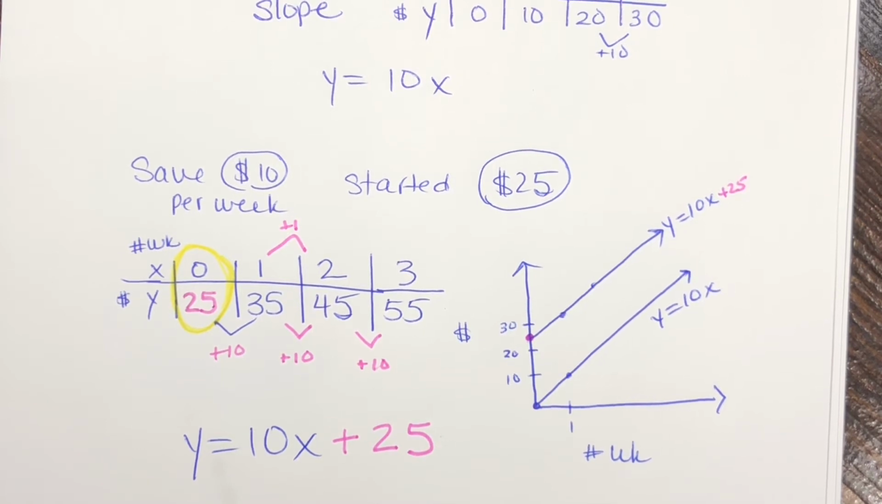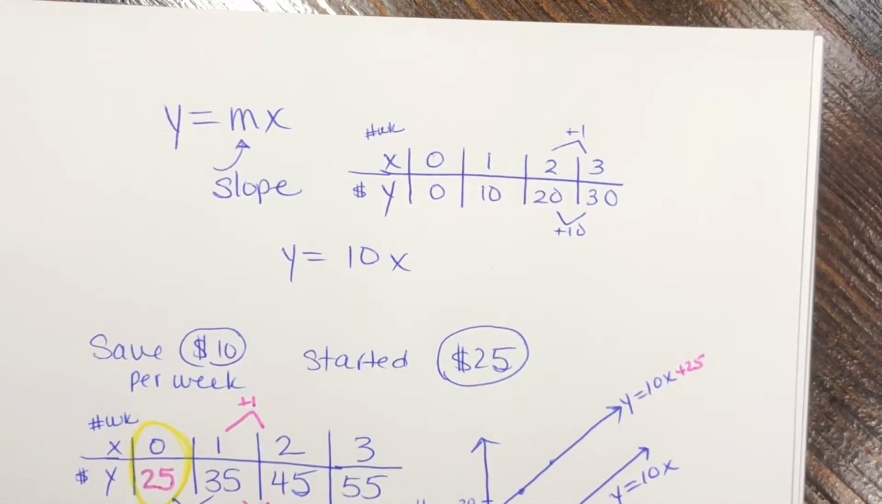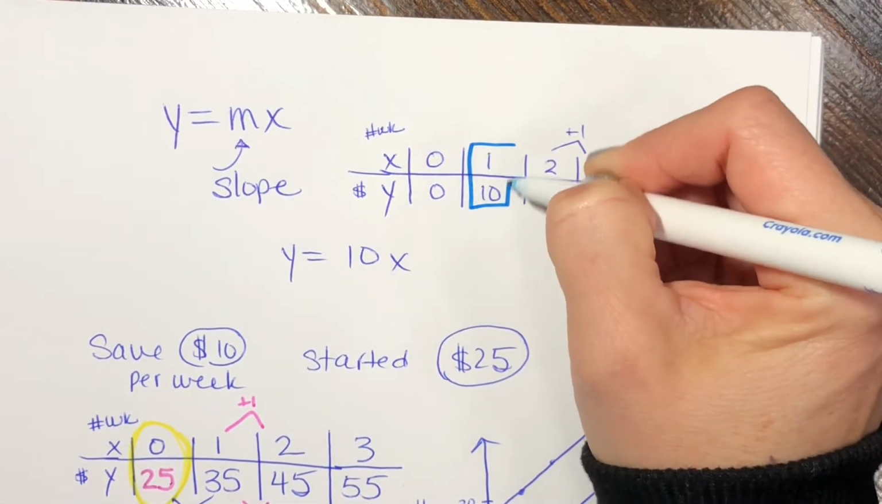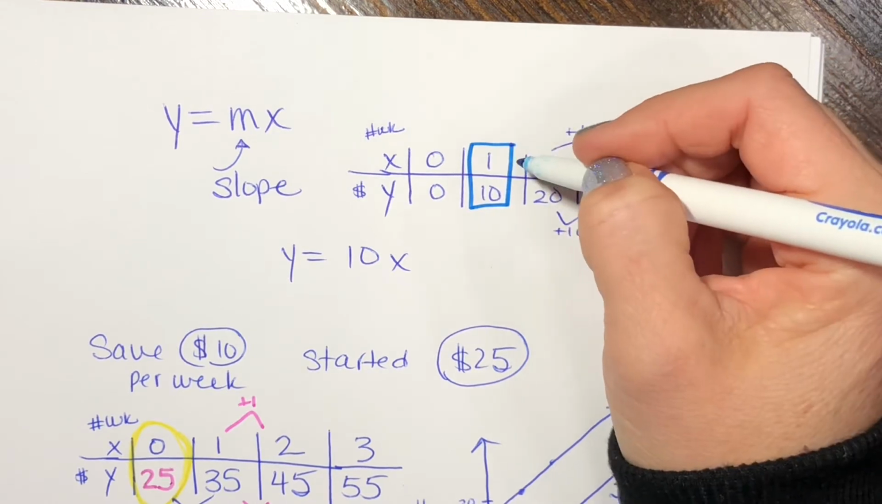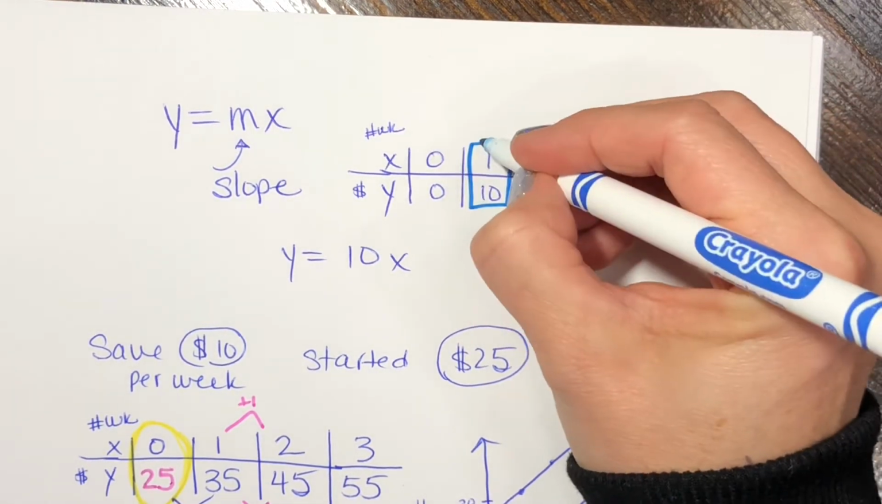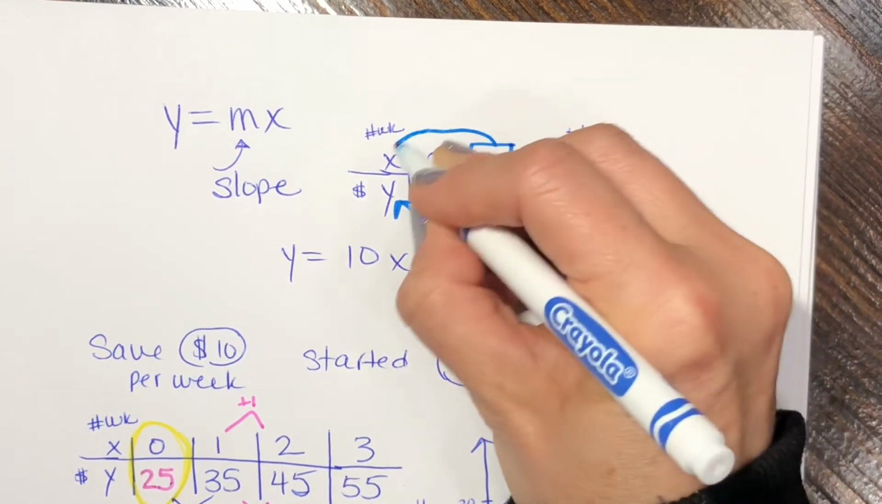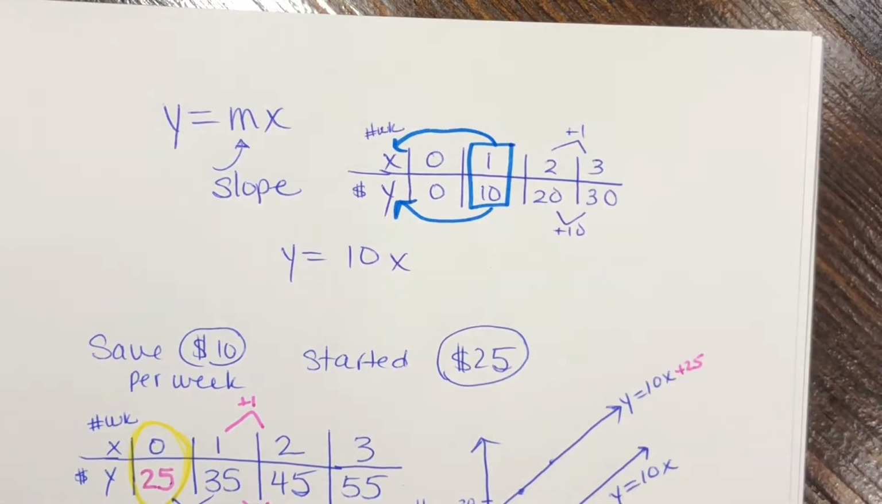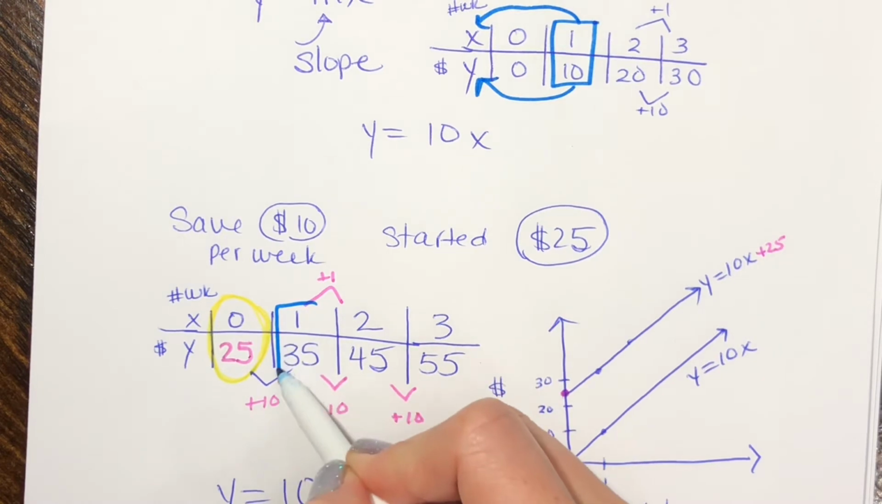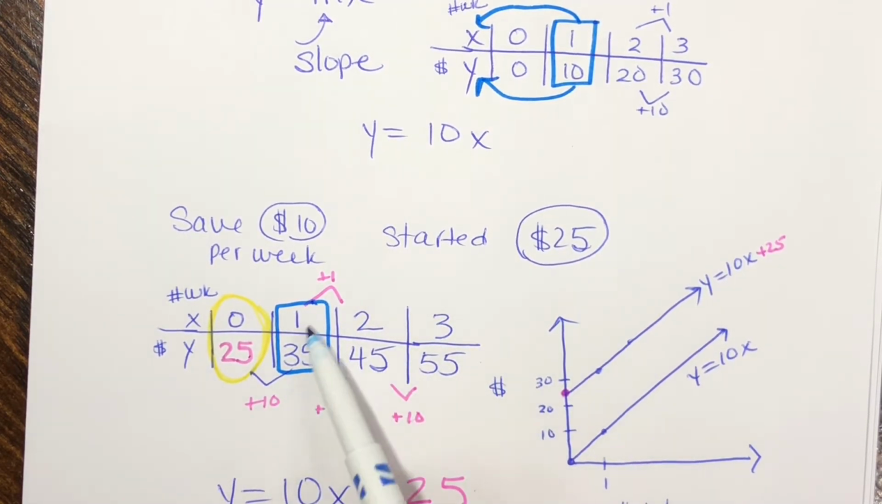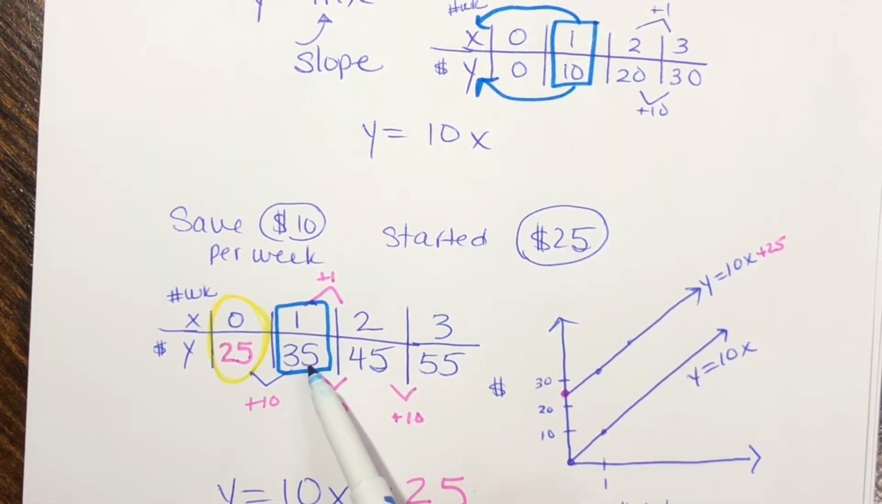Another thing to just show you the difference here is that in a proportional relationship table, when we looked at the one coordinate for x, the slope was whatever was with the one. What's with the one here? 35. Does that mean that I'm saving $35 each week? No, that 35 means nothing. It just means that's how much money I have after week 1. But that is taking into account $25 that I already had.